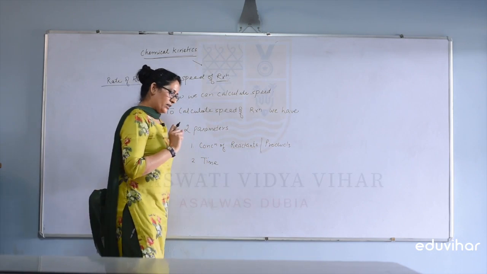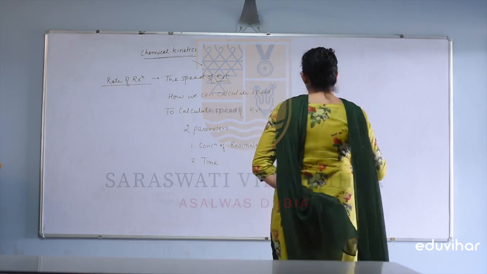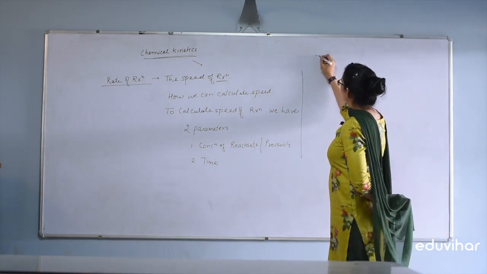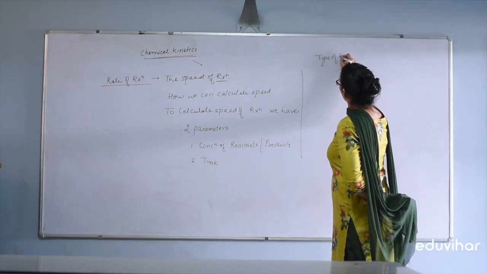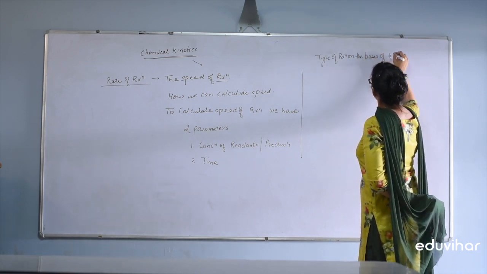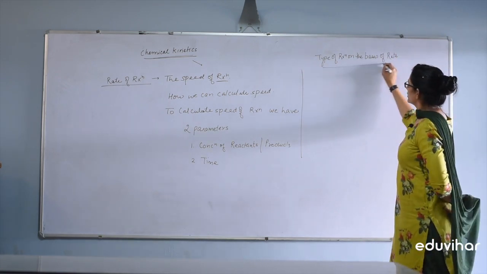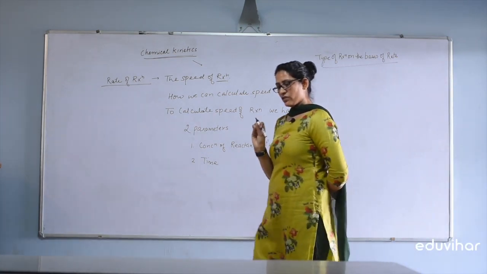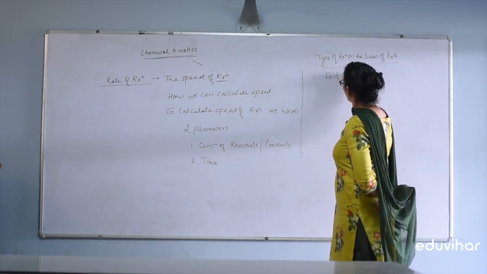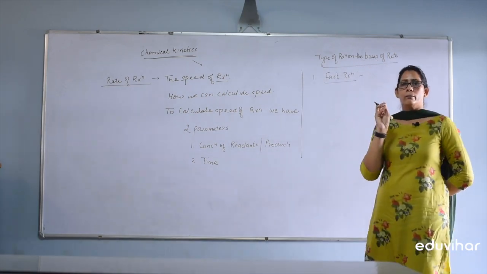The next question arises, can we calculate the speed of every reaction? We have three types of reaction on the basis of speed, or we can say on the basis of rate. First is the fast reaction. Fast means the reaction which occurs in microseconds.